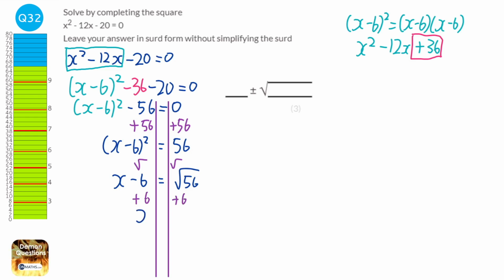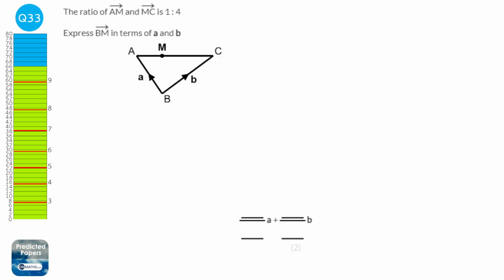And that will give us x equals, and then we've got a 6. Now, when you square root 56, you can get a plus or a minus. So it'd be plus minus square root of 56. So my answer would be 6 plus minus square root of 56.